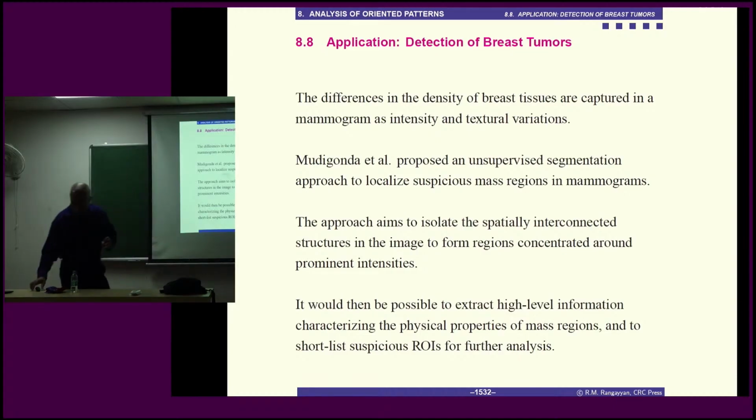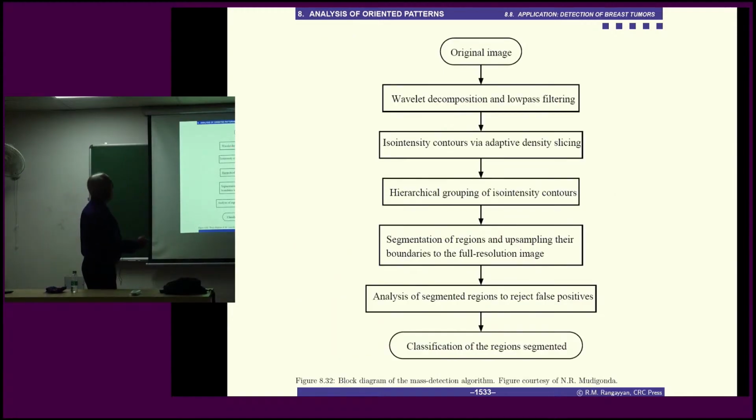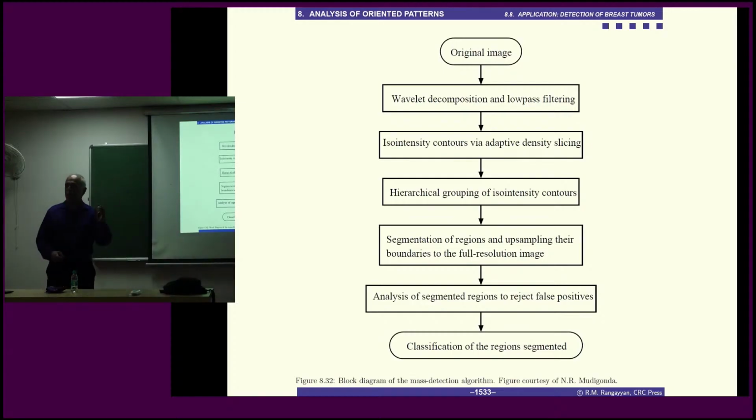So in this method, we first do wavelet decomposition and low-pass filtering, and then find iso-intensity contours via adaptive density thresholding, hierarchical grouping of iso-intensity contours, segmentation of regions and upsampling their boundaries because we have downsampled, to the full resolution image, analysis of the segmented images to reject false positives, and classification of the regions detected.